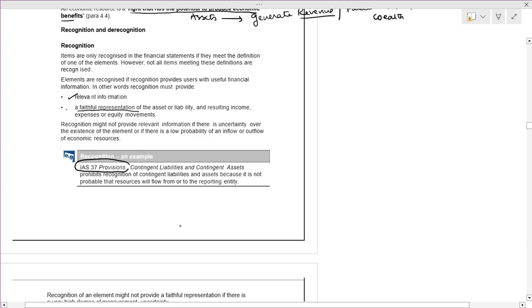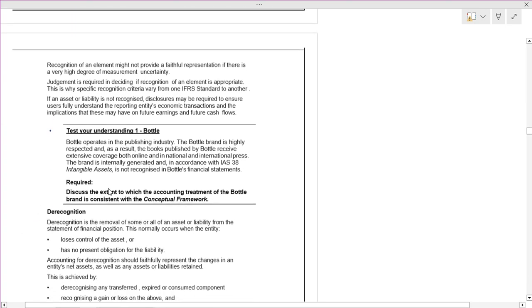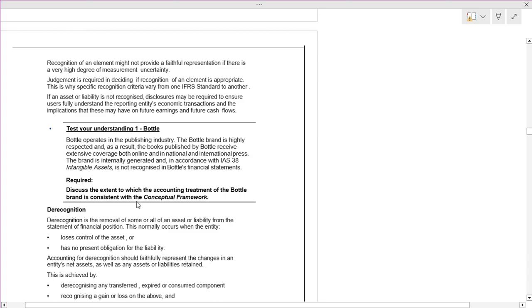IAS 37. These are all introduction. I'm not going to go into detail, but subsequently when it is needed, I will give you the complete explanation of what IAS 37 talks about. IAS 37 talks about provisions, contingent liabilities, and contingent assets. See, the entire thing is with respect to this. Okay, are you clear about this?